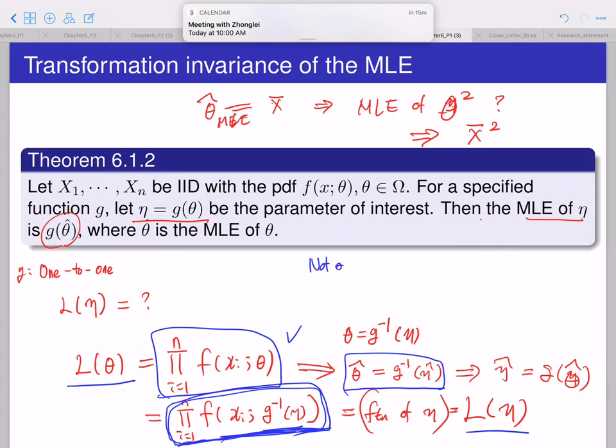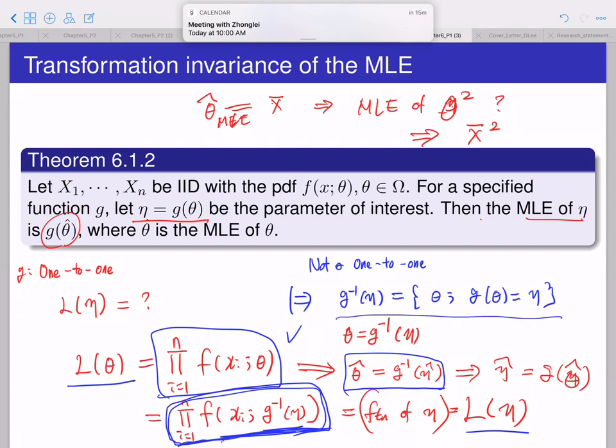And for the not one-to-one case, it's not really difficult. You can just define the pre-image and apply the same argument. As long as this is well defined, you use the likelihood of theta to obtain theta hat, and then apply the transformation. Then this is the MLE of eta. Okay.